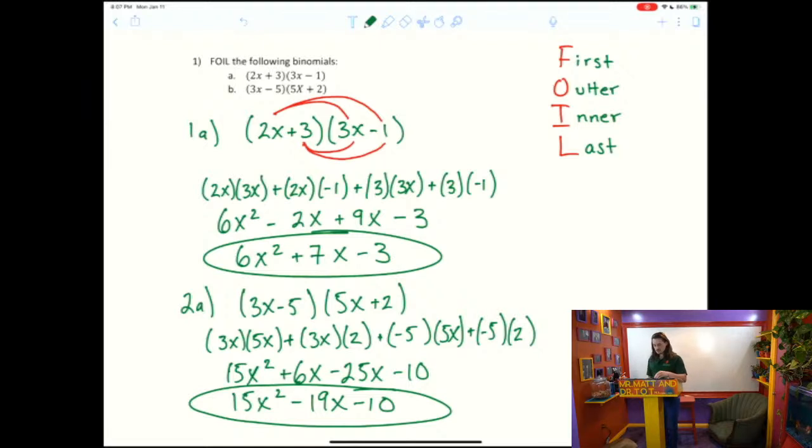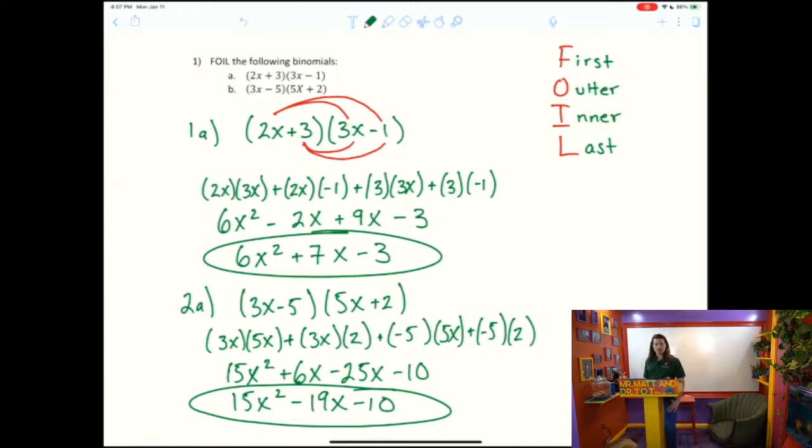Okay, so for number 1a, if we're foiling 2x plus 3 times the quantity 3x minus 1, first times first would be 2x times 3x. Outer times outer would be 2x times negative 1. Inner times inner would be 3 times 3x. And last times last would be 3 times negative 1.